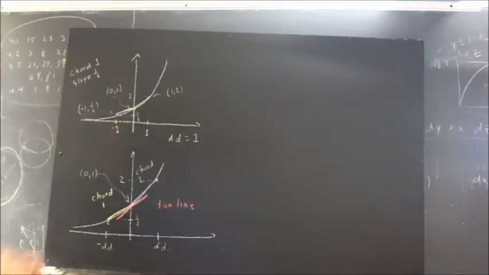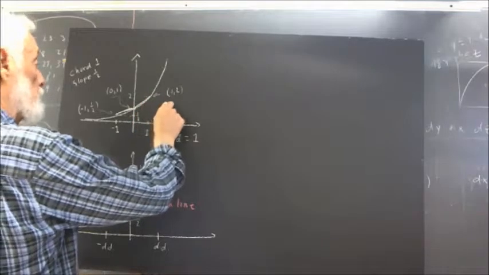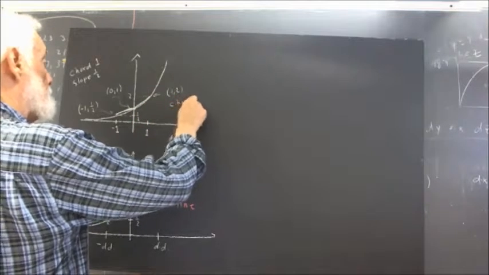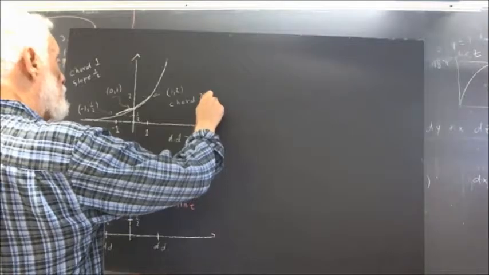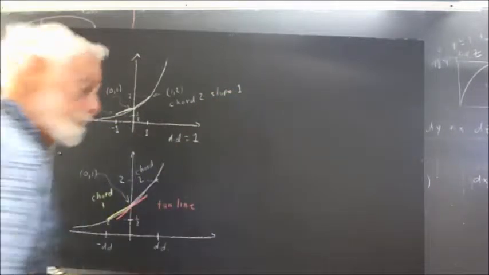Now, chord 2 is going to go from this point to this point. Okay, what's the slope of that? Well, it's very easy to see that we move over 1, we move up 1. So chord 2, slope is 1.